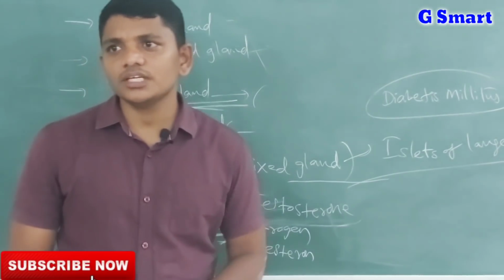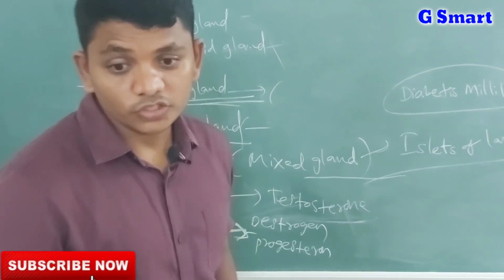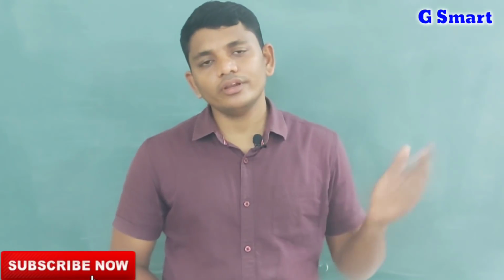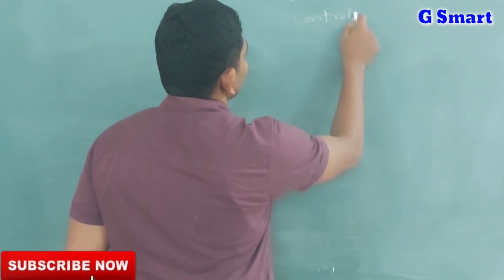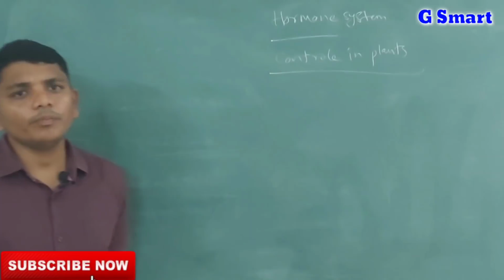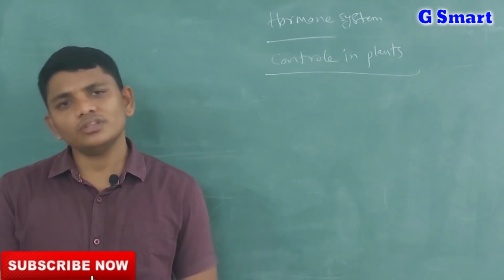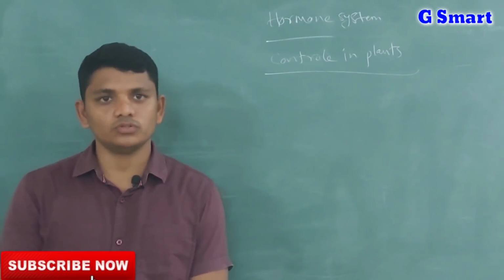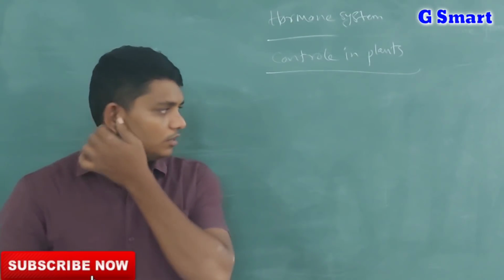Okay, right. Let us discuss control and coordination in plants. You know, plants also release hormone-like materials. They are called plant hormones. Plants also release plant hormones. These are chemical materials released by the plants. Let us discuss one by one.